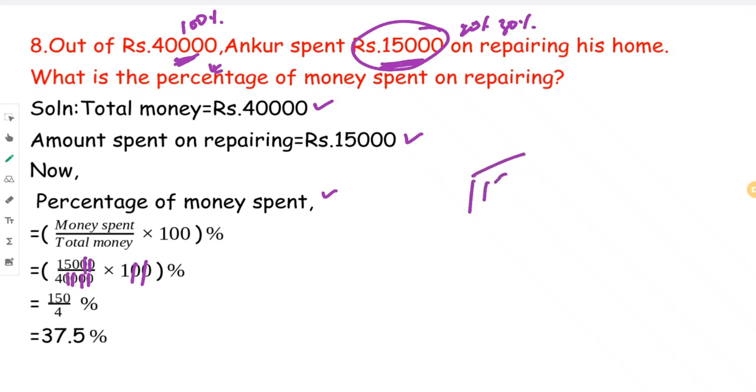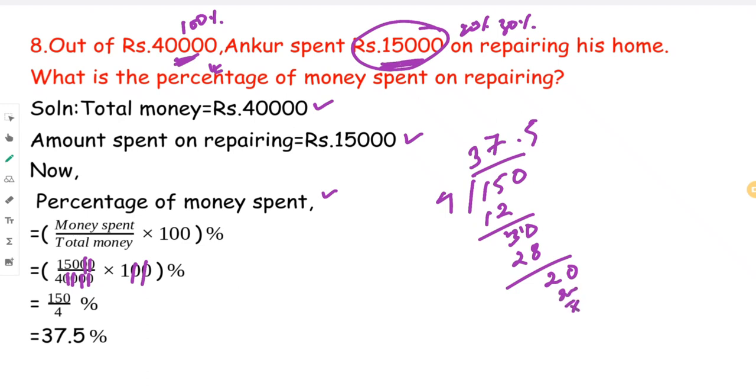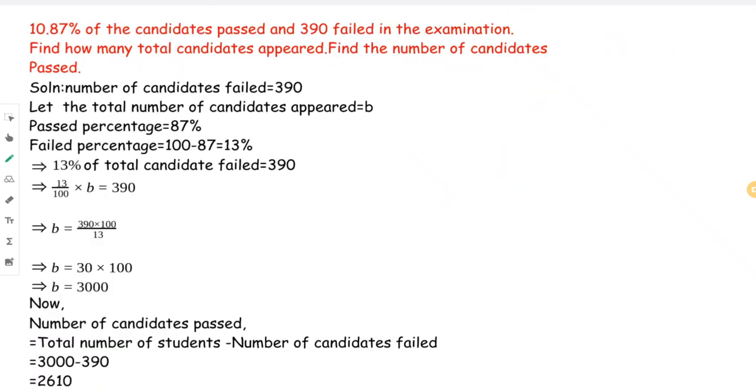So let's find out. 4 3s are 12, right? 5 minus 2 is 3, then 0. 4 7s are 28. 0 minus 8, it has to borrow, this will become 10, right? This will become 2. So 10 minus 8 is 2, then 0.0, then 4 5s are 20. Okay, so that is how we'll get this rupees 15,000 amount. So what percentage? 37.5%.